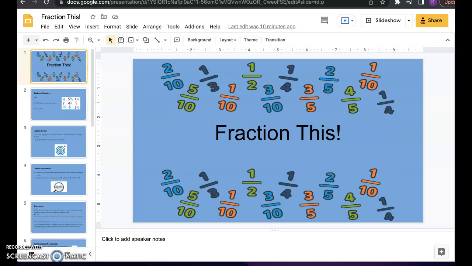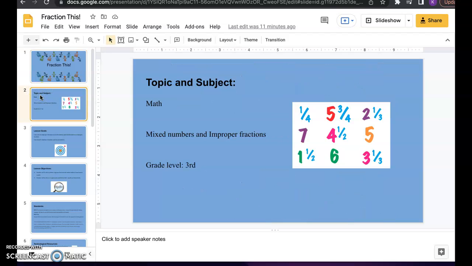Hello and welcome to our lesson on mixed numbers and improper fractions. This lesson is called Fraction This. This lesson covers mixed numbers and improper fractions at a third grade level in math.